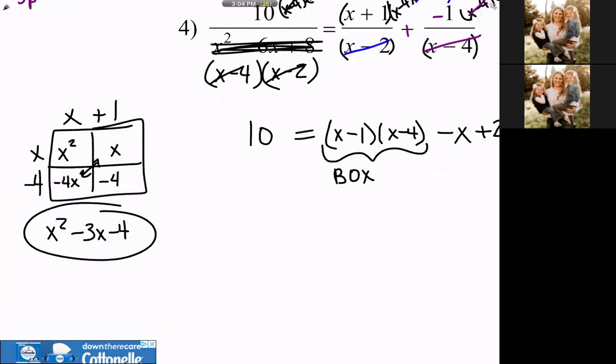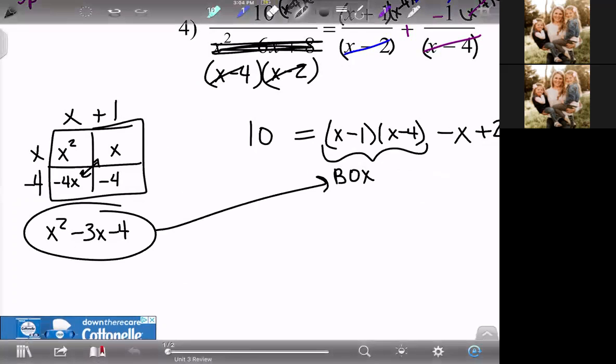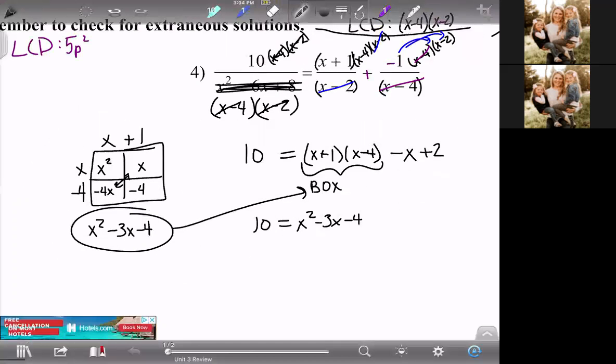This information right here is going to go up here where we have the x minus 1 times the x plus 1 times the x minus 4. So the 10 is going to get brought down, then we're going to have the x squared minus 3x minus 4 minus x plus 2.